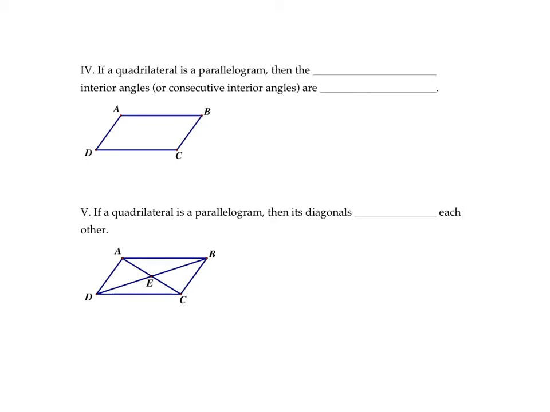Next, we'll take a look at two more theorems involving parallelograms for a total of 4 theorems. In our next one, it says, if a quadrilateral is a parallelogram, then the same side interior angles, or we could call them consecutive interior angles, are supplementary. Be careful. They're not congruent, they're supplementary. Okay, so same side interior angles or consecutive interior angles are supplementary.